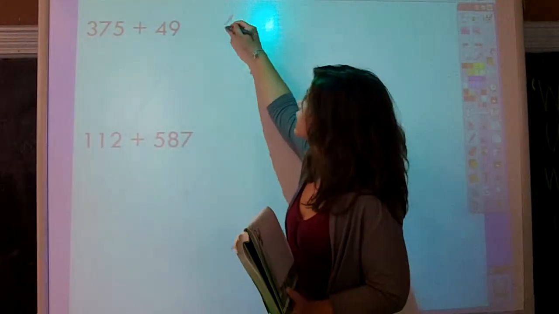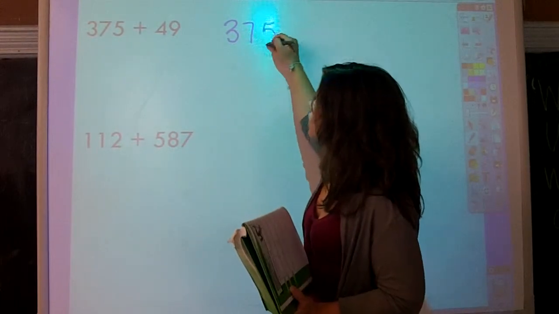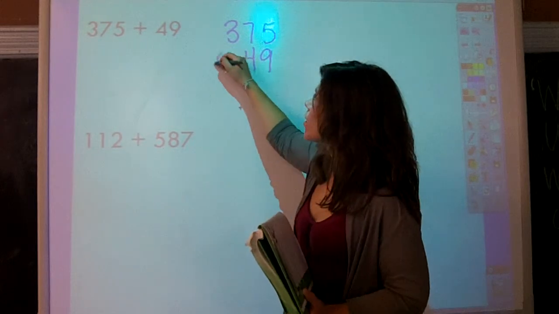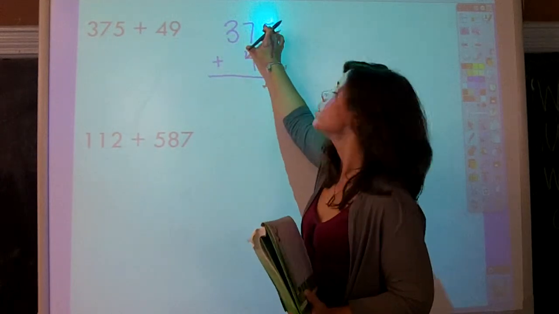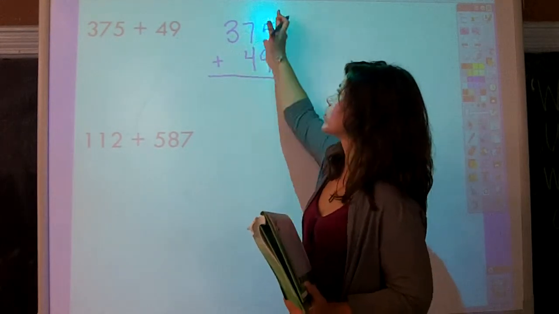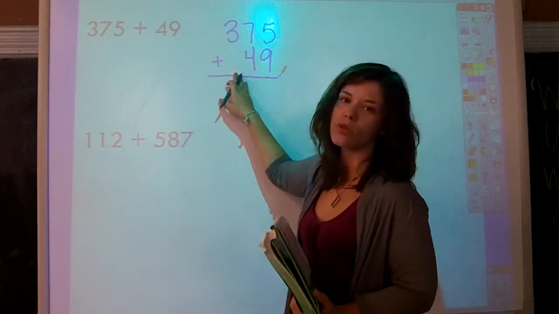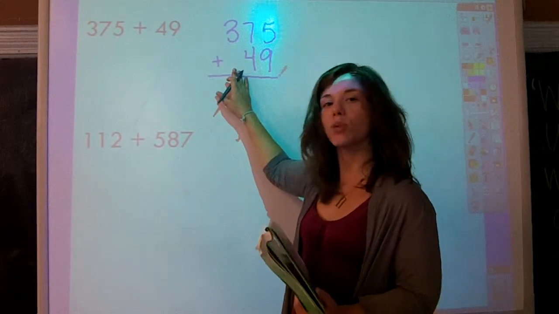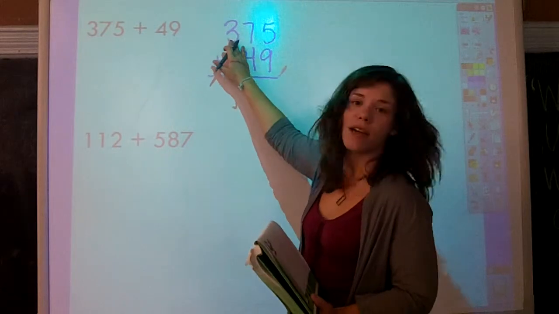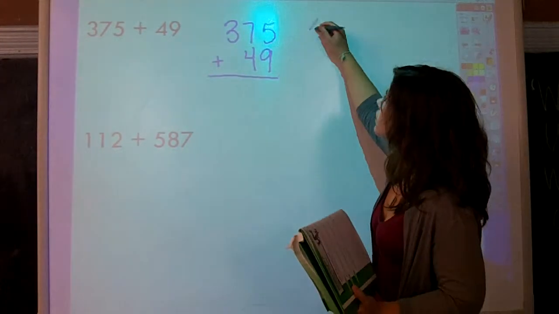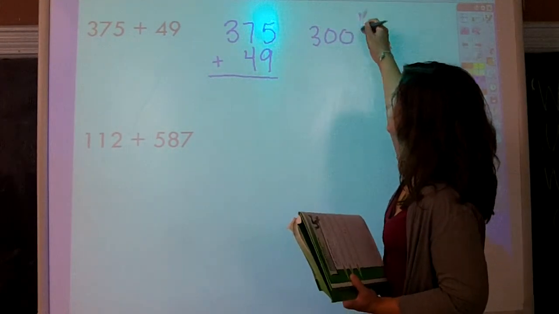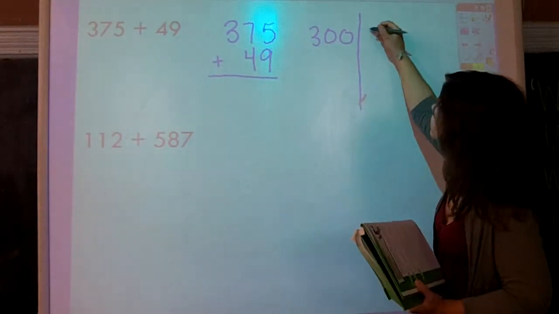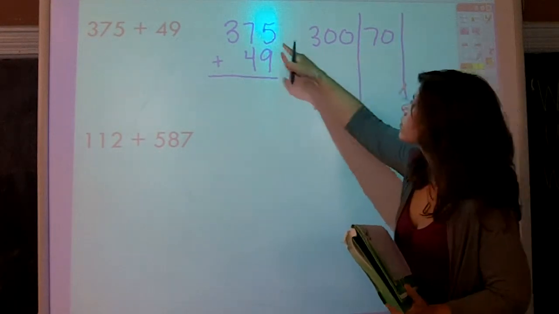375 and 49. We always put the longer number on top and line up our place values, 1s, 10s, 100s. This shows that there are 0 hundreds here. If I want to put this into expanded form, I have 3 in my hundreds place. That represents 300, 70, 5.